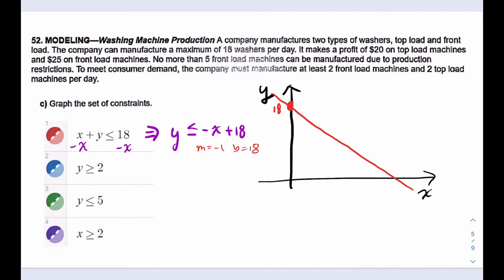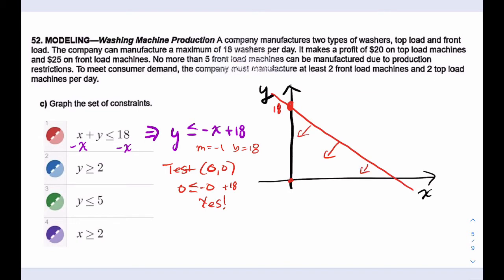Now you have to decide, do you shade on top of the line or on bottom? You can do a test point if you like, or you can use the fact that it's all y's less than or equal to, since y is isolated. It's up to you. I'll do the test point. So I'm going to test 0, 0. Is 0 less than or equal to negative 0 plus 18? Yes. So that means we're going to shade the half plane that includes the 0, 0. So we're going to shade this way.